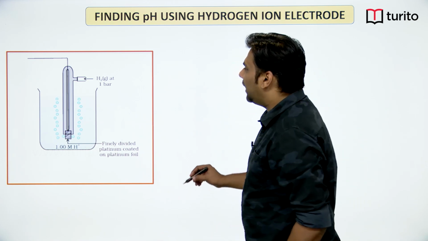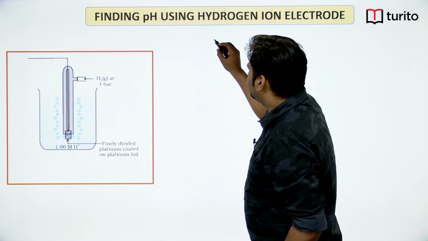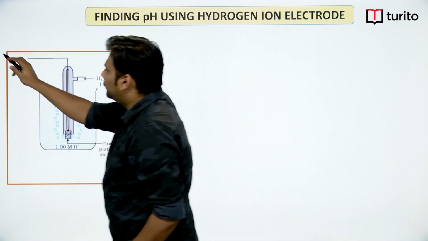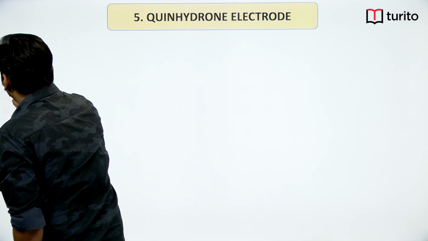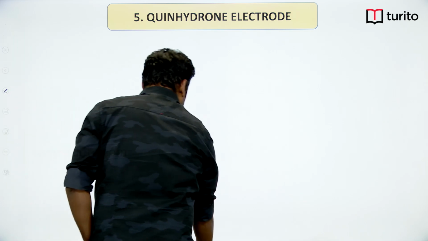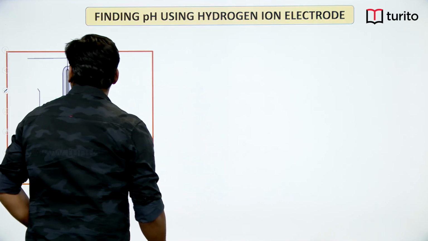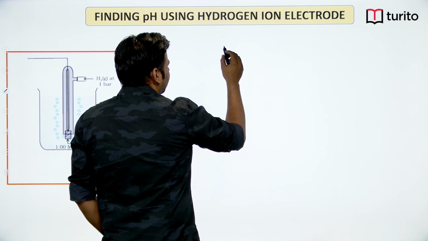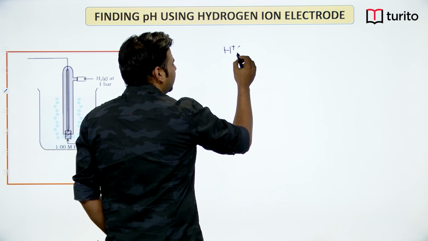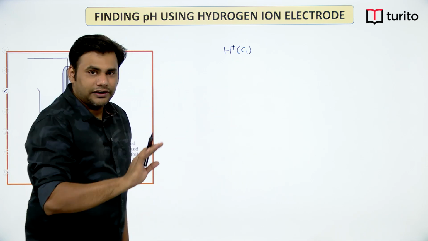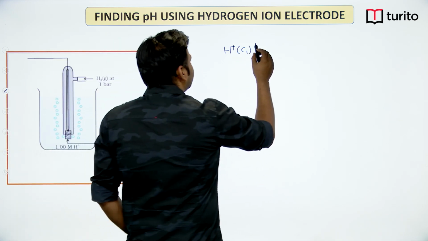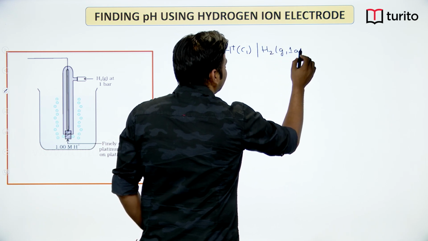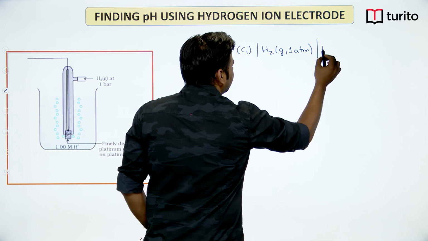Suppose we are having a half cell, which we are representing something like this. Say we are having H plus ion, its concentration is say C1. Its concentration is not 1 molar now. This is changing into hydrogen gas, whose pressure has been given to us as 1 atm, and then there is a platinum electrode.